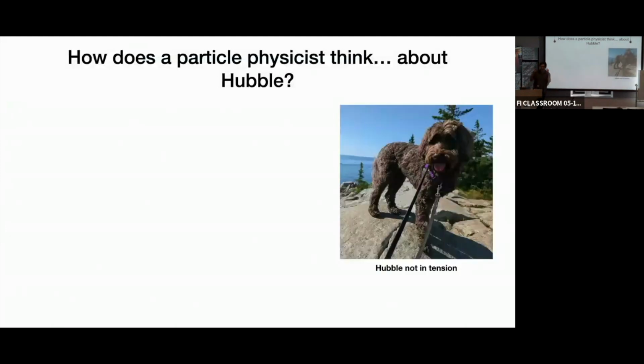Here's Hubble. This is Mary Angela's dog, Hubble. As you can see, Hubble is not into any tension at all. It's very relaxed.